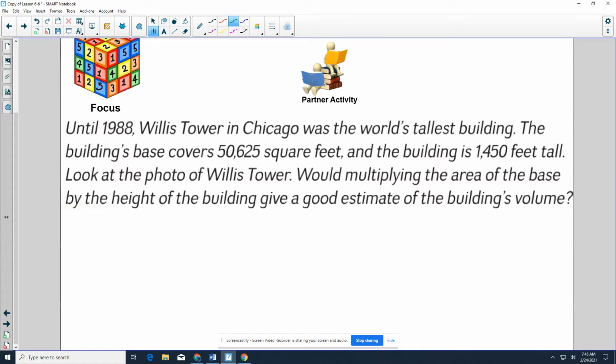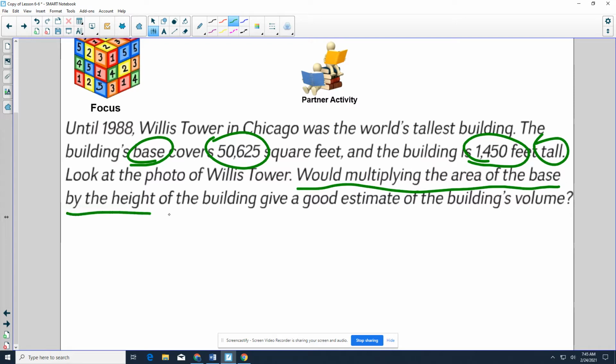So until 1988, Willis Tower in Chicago was the world's tallest building. The building's base covers 50,625 square feet, and the building is 1,450 feet tall. Look at the photo of the Willis Tower. Would multiplying the area of the base by the height of the building be a good estimate for the building's volume? So first, I know that that's going to be the base, and it's 1,450 feet tall. And so they're asking us, would multiplying the area of the base by the height of the building give us a good estimate of the volume?